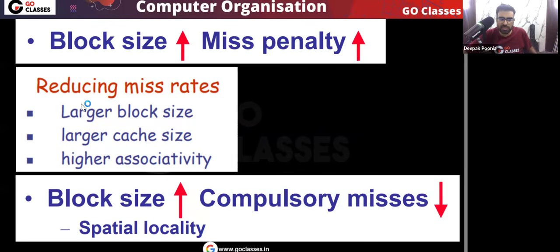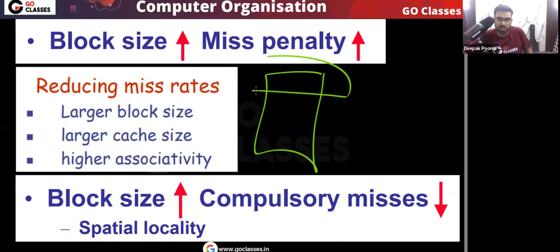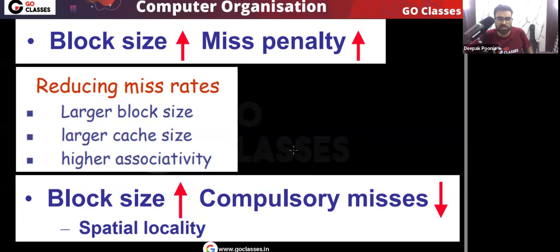So to reduce the miss rate, you can increase the block size, you can also increase the cache size, the cache capacity, or you can increase the associativity. If you go from direct mapped cache to fully associative cache, then you are reducing the miss rate, because in a fully associative cache, any main memory block can be put in any line. But in a direct mapped cache, there is a restriction that any main memory block can be put in a unique line. So if you increase the associativity, you are reducing the miss rate.